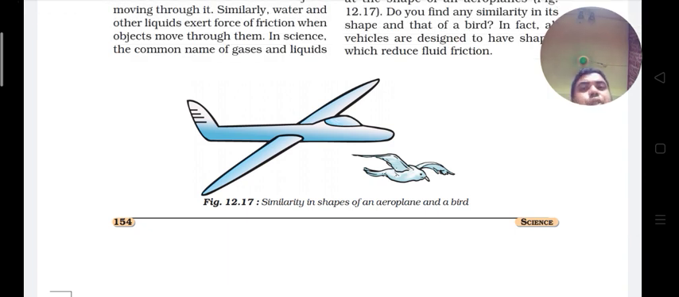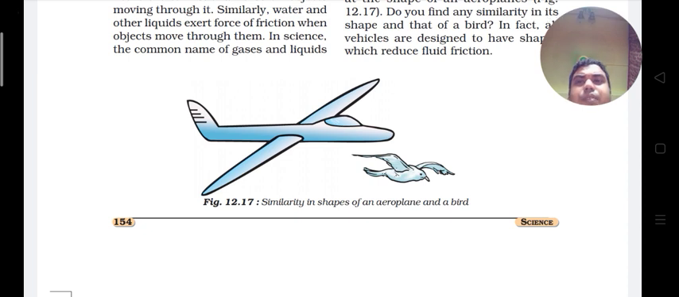The frictional force exerted by a fluid is called drag. Drag is a kind of frictional force exerted by the fluid which opposes the motion of the object through that fluid. Drag force acts in the direction opposite to the direction of the motion of the object.